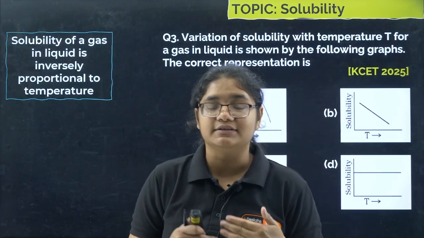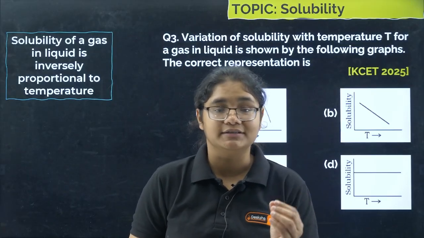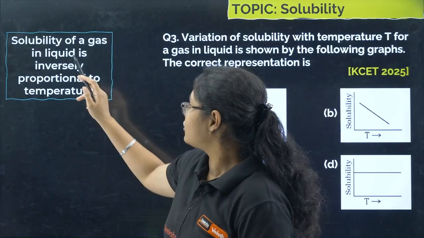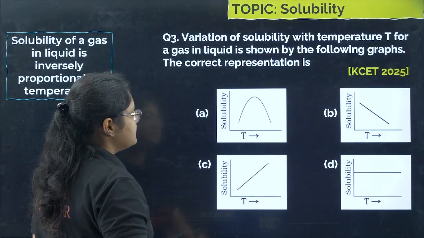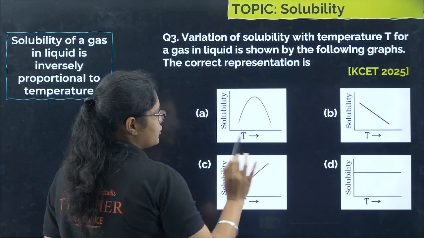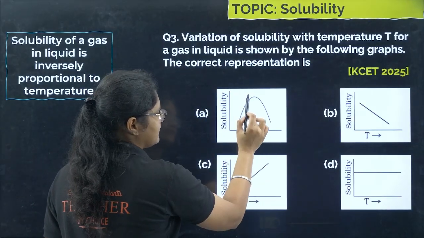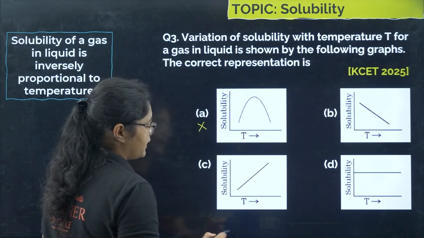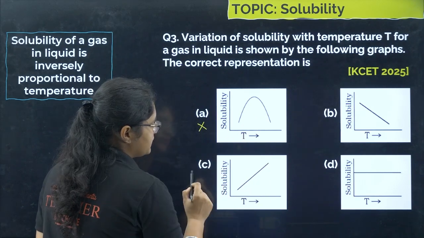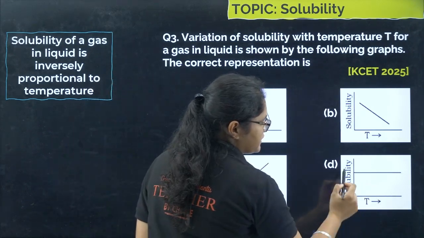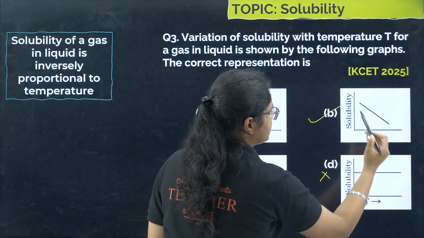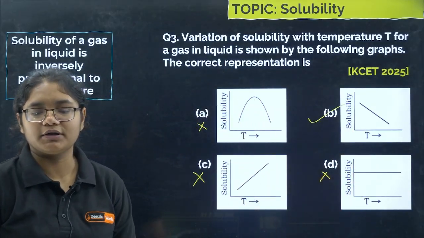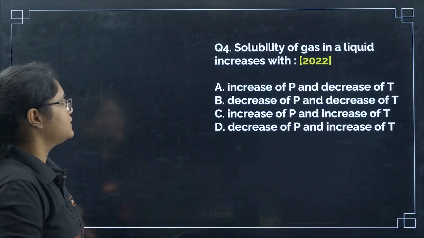So with pressure it is directly proportional, and with temperature it is inversely proportional, right? Solubility of a gas in a liquid is inversely proportional to temperature. So that means when temperature increases, solubility will decrease, but here it is increasing and then decreasing. So this is not correct. Temperature increasing, solubility increasing, no. Temperature increasing, solubility has no effect, no. Temperature increasing, solubility decreasing, yes. So option B is the correct answer here.